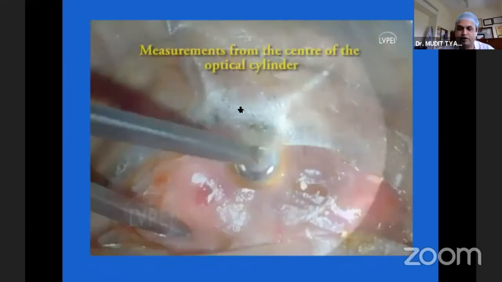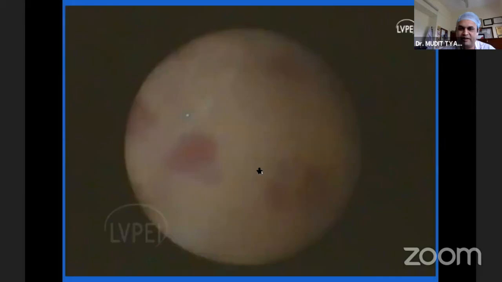But you are also supposed to know where to make your measurements from the center of the optical cylinder. So you can make a center, measure from the center and make an entry at somewhere around 6 millimeters from the center of a keratoprosthesis. Whereas if you've got an eye with a Boston keratoprosthesis or an eye with a graft, there is not much of a difficulty in making an entry.